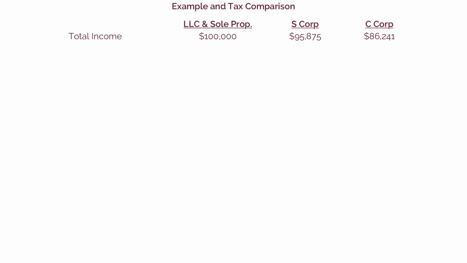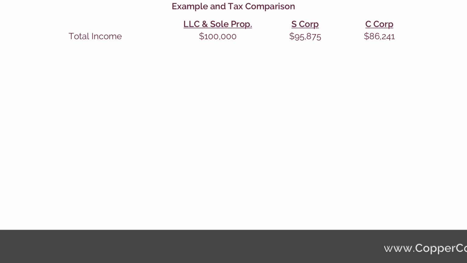Income taxes, total income is going to be $100,000 for the sole proprietor and LLCs, and then the S corporation and C corporations are going to be different. So S corp is $95,875, and C corporation is $86,241.